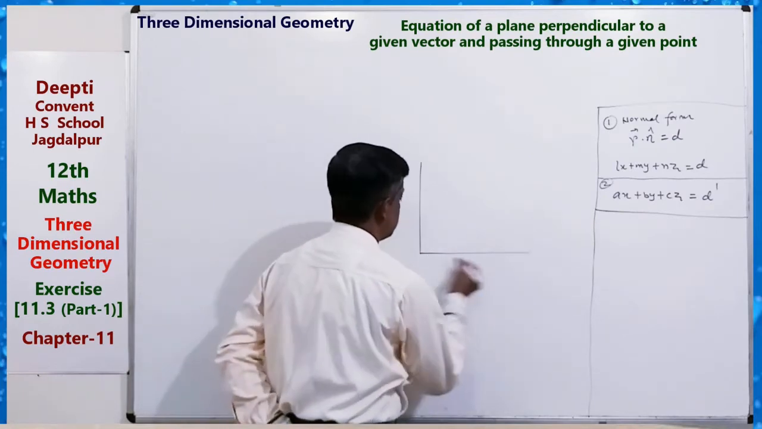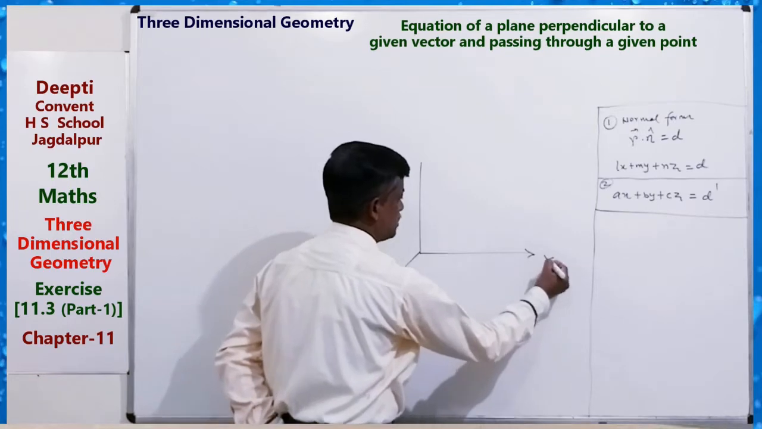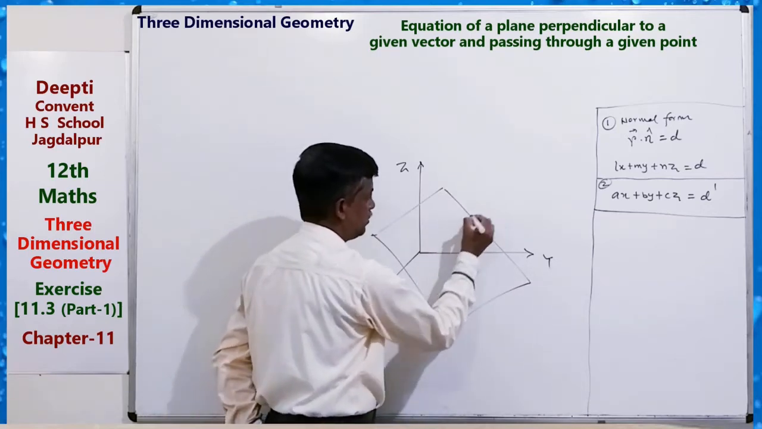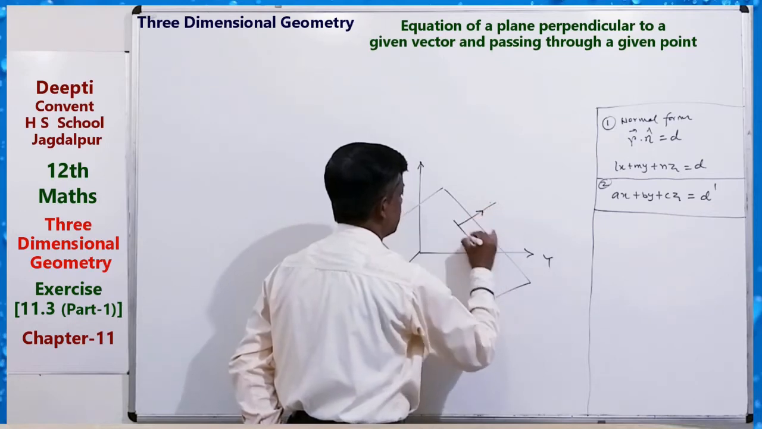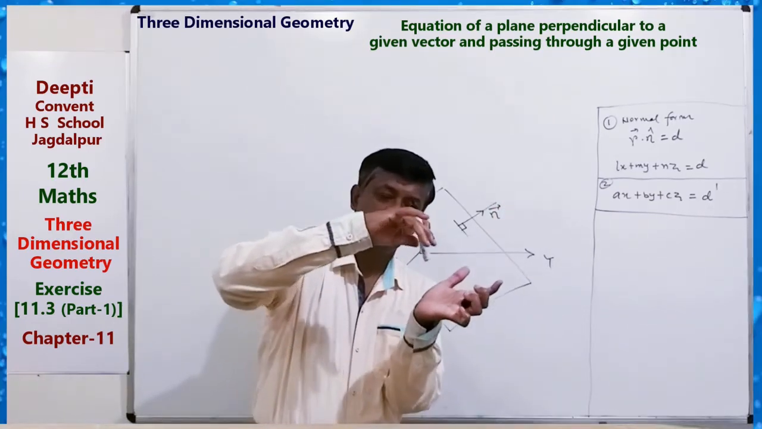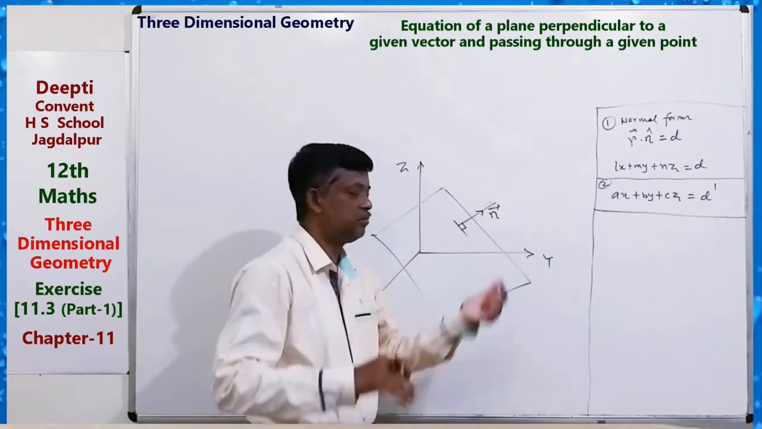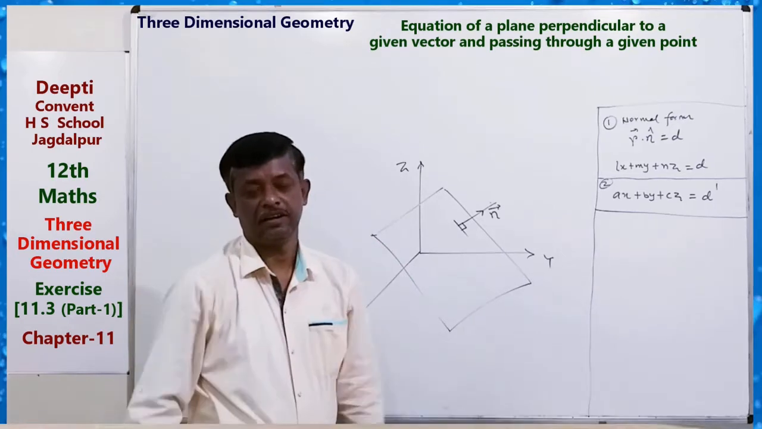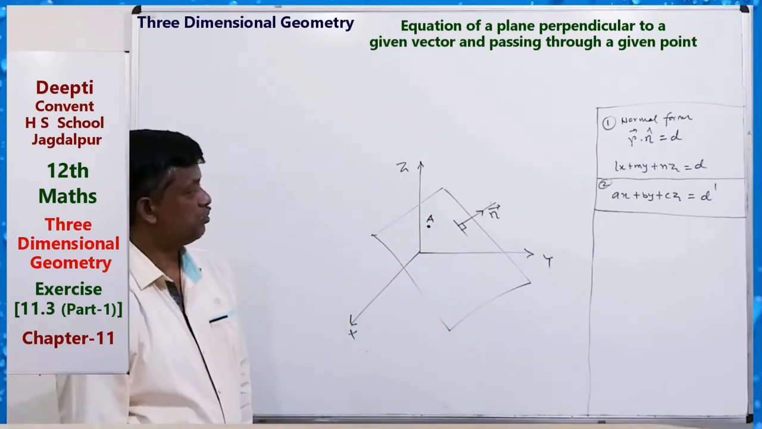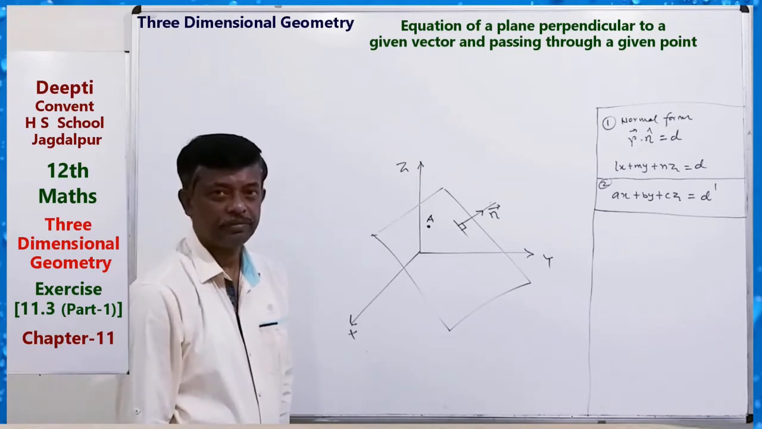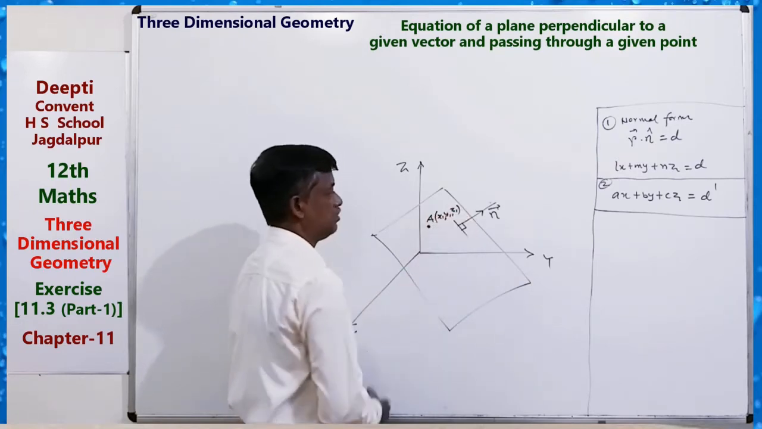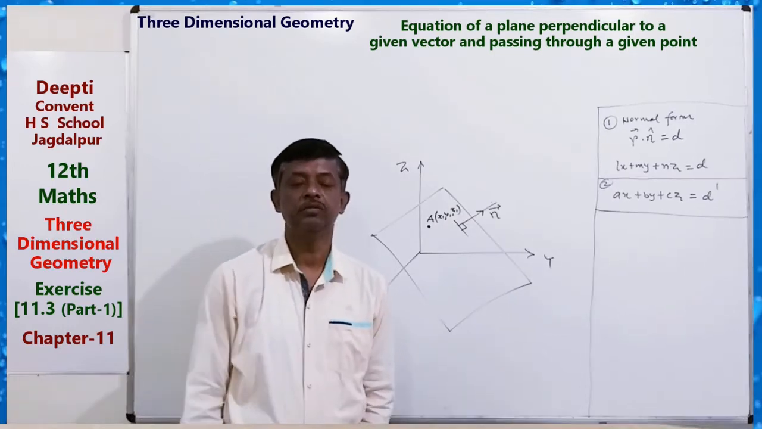Now, suppose this is our x-axis, y-axis, z-axis, and the plane is this. This is a plane, and this is a direction. Vector n is a vector perpendicular to the plane, and the plane passes through a point A. Maybe its coordinates are x1, y1, z1. And we have to find the equation of the plane.